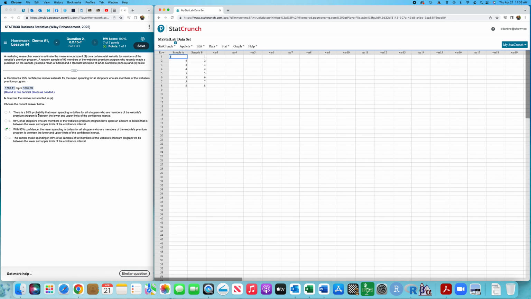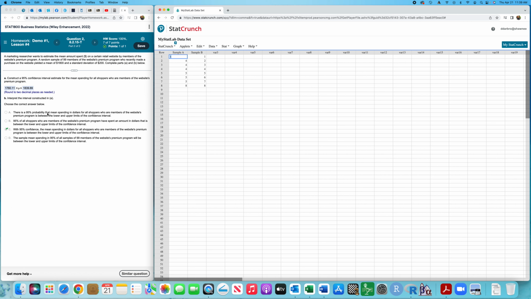A is not correct. So there's a 95% probability that the mean spending for all shoppers who are members of this website premium, this is not correct because of the population that they're describing. 95% of all shoppers, well, that's not what we're estimating. We're estimating the mean. D, the sample mean spending in 95% of all samples. Well, that's not what we're doing. Again, we're not taking a subset of our total samples and making a statement about those. We're making a statement about the mean.